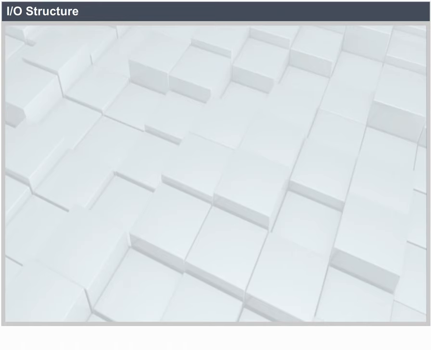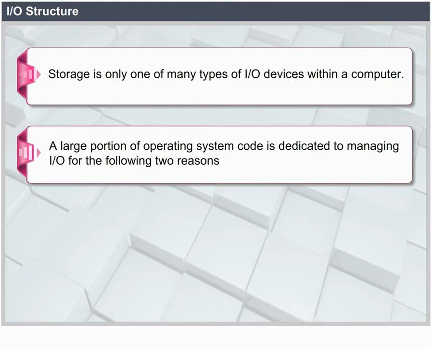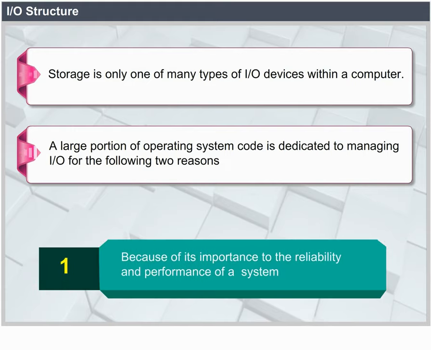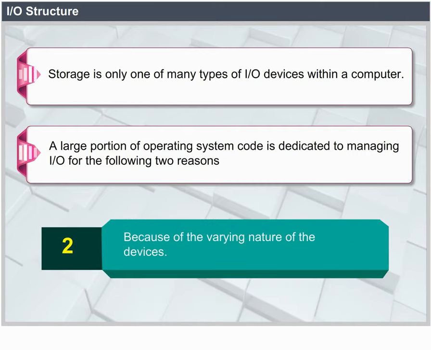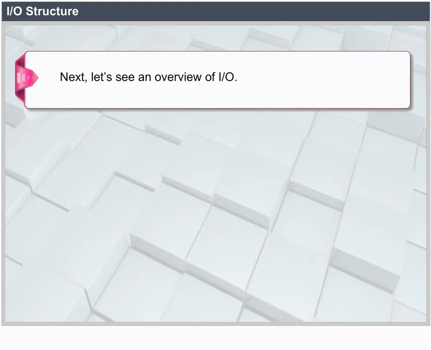I/O structure. Storage is only one of many types of I/O devices within a computer. A large portion of operating system code is dedicated to managing I/O, both because of its importance to the reliability and performance of a system and because of the varying nature of the devices. Next, we provide an overview of I/O.